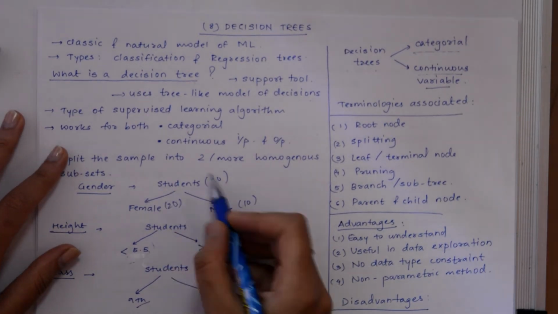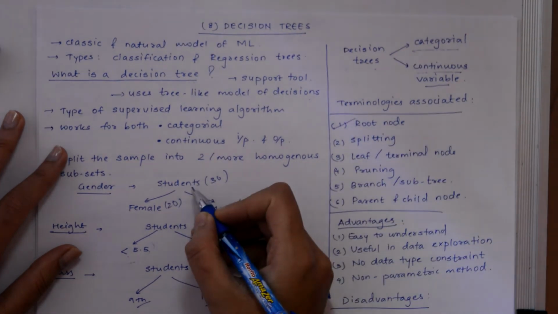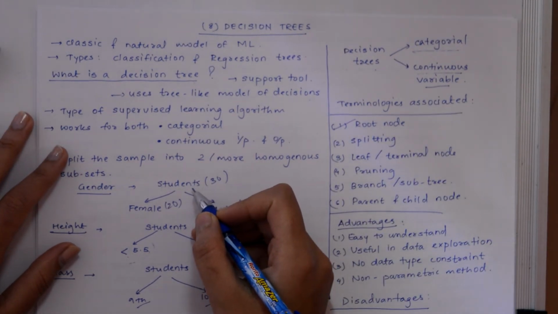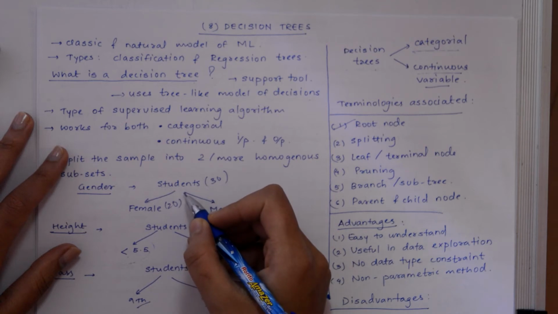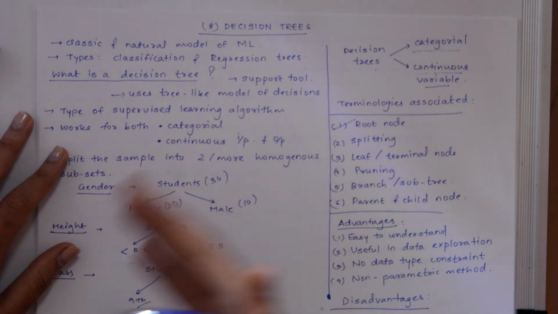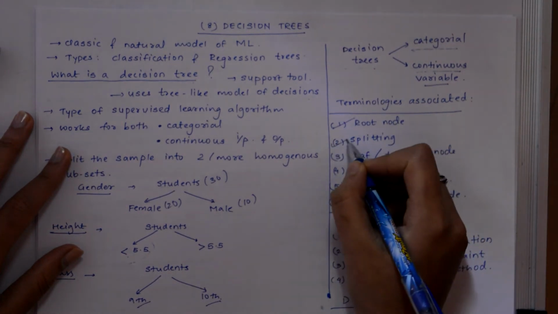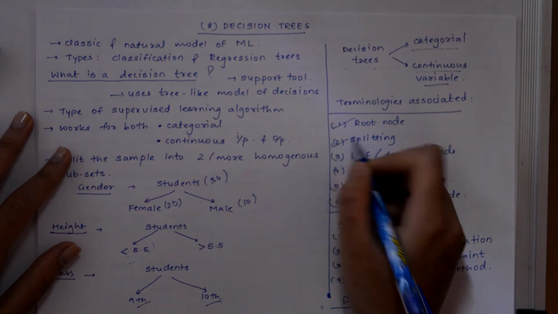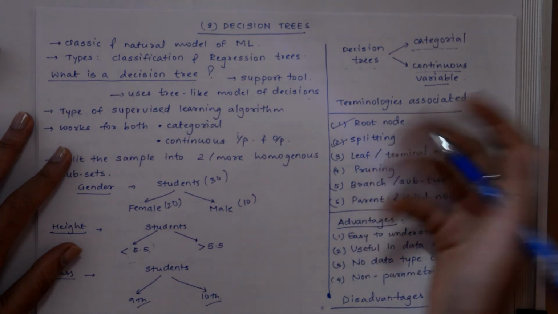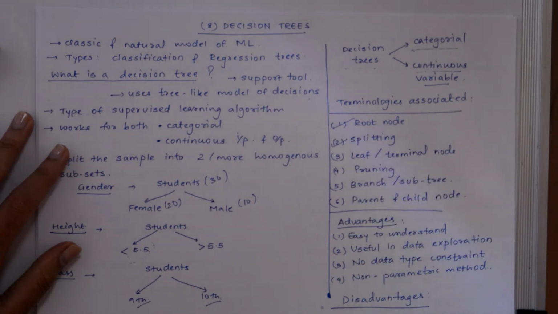So now we will see the terminologies associated with the trees or the graph structure. We have this as the root node. So this is the root node. What is the root node? It represents the entire population, and this further gets divided into two or more sets. Splitting is the process of dividing a node into two or more subnodes.